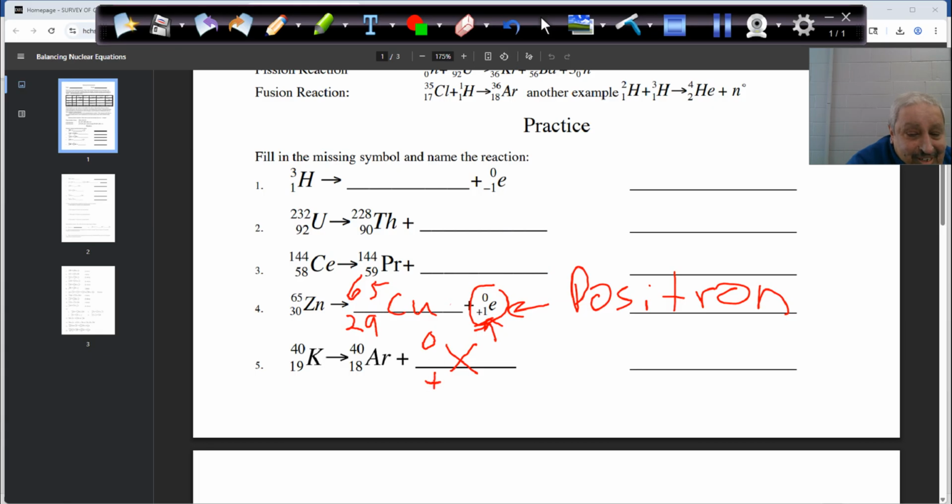Plus 1, correct? I put it plus 1. So X will be what? X will be 0 plus 1. This we call it what? Positron. It's positive, like beta is negative. This is positive, positron. Okay, guys? So I think by now you are very professional at that. Let's take a couple of those.